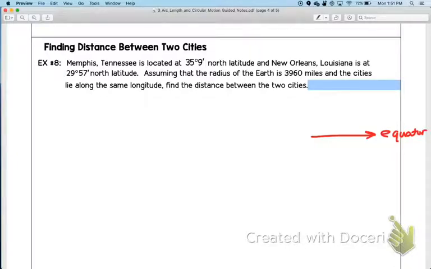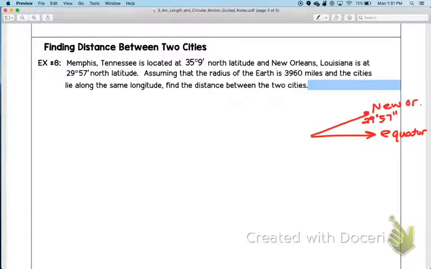We have New Orleans, which is, let's say, right about here. New Orleans is the first one, or the closest one. So 29 degrees 57 minutes would be New Orleans.